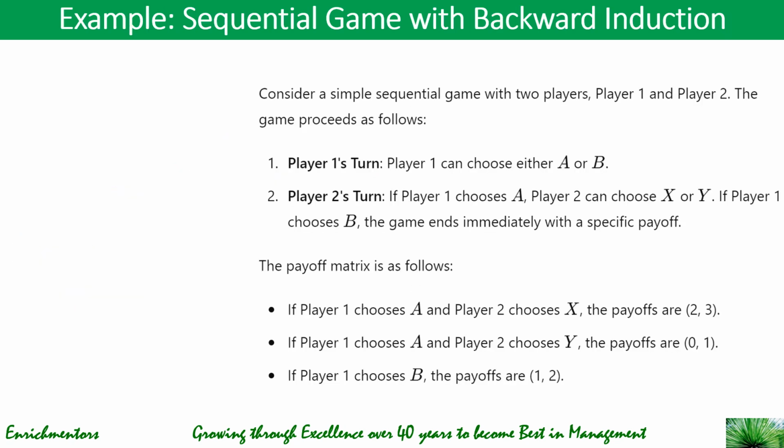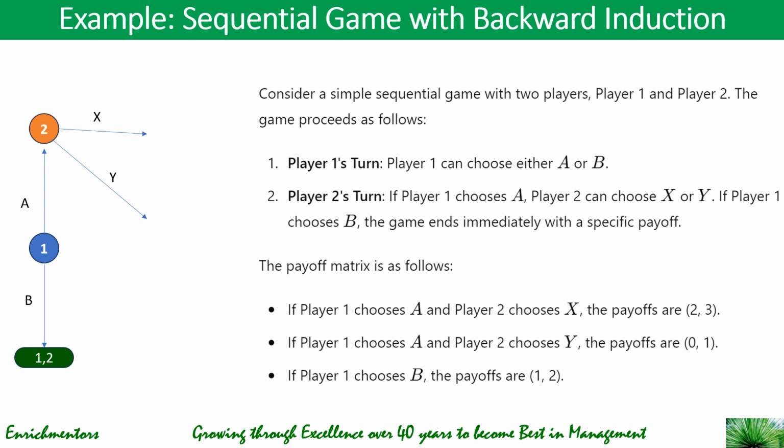Great. Let's take a look at another case of backward induction. In this case, let's consider a simple sequential game with two players, player 1 and player 2. And the game is like this. On player 1's turn, player 1 can choose to play either A or B. And after that, player 2's turn comes. If player 1 chooses A, player 2 can choose X or Y. And if player 1 chooses B, the game ends with the immediate payoff of 1 and 2 here.